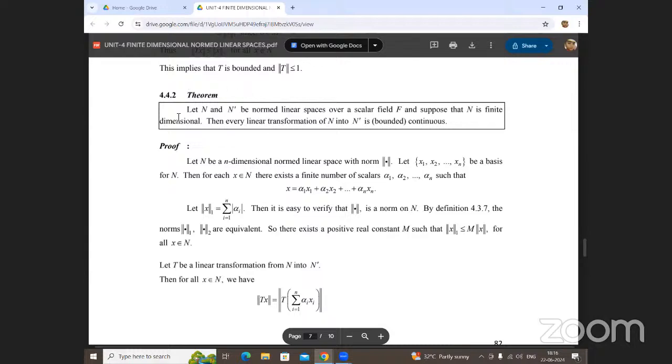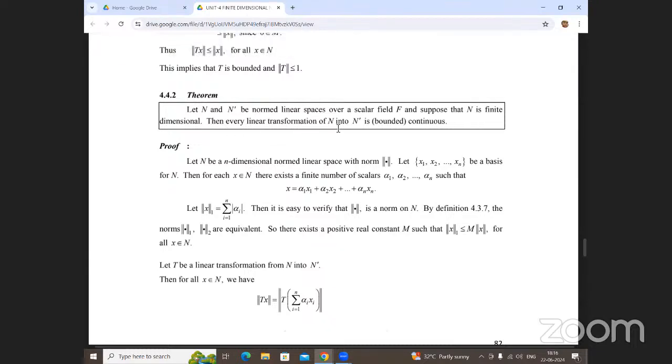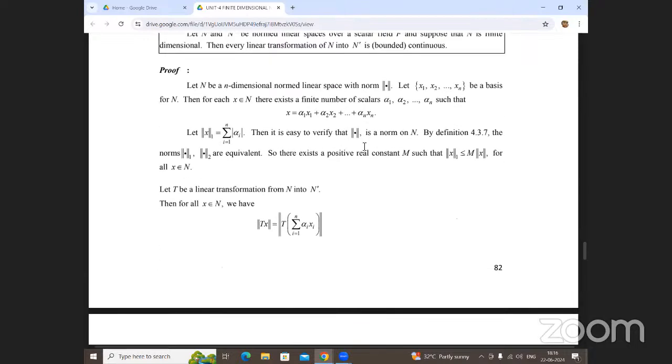Take any two normed linear spaces over the same scalar field. Suppose the capital N is finite dimensional; then every linear transformation of N into N dash is continuous. So a linear transformation between N and N dash, when N is finite dimensional, is automatically continuous. It is a very simple proof. Every linear transformation is continuous. That is the simple statement.